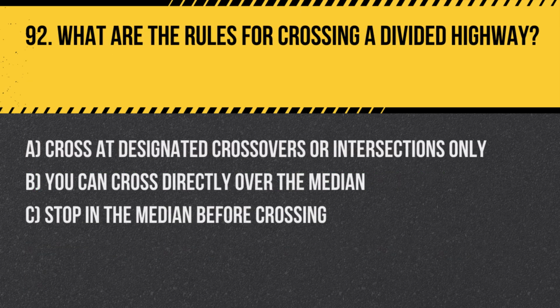Question 92. What are the rules for crossing a divided highway? A. Cross at designated crossovers or intersections only. B. You can cross directly over the median. C. Stop in the median before crossing. Answer. A. Cross at designated crossovers or intersections only. Always use designated areas for crossing divided highways to ensure safety and compliance with traffic laws.